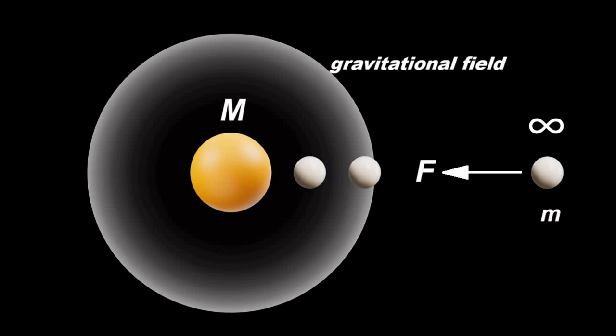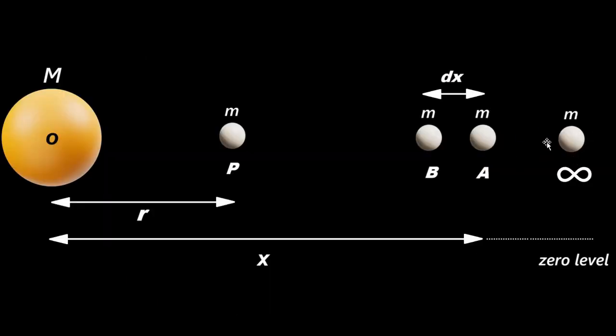Let us say we have two objects, the yellow sphere and the white sphere. The white sphere of smaller size is initially at infinite separation distance, outside the gravitational field of the yellow sphere. Under the influence of the mutual gravitational force, its position changes and slowly it enters the gravitational field and attains a certain position. Let's say we bring the white sphere from infinite separation to point P.